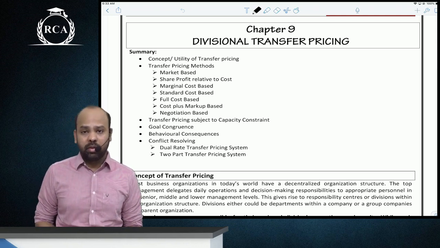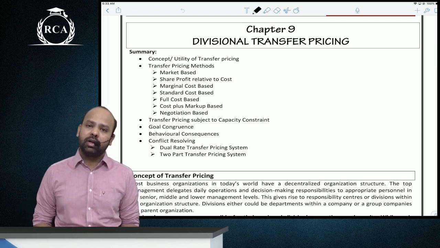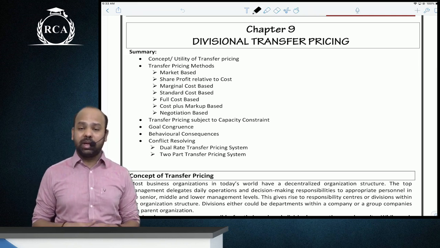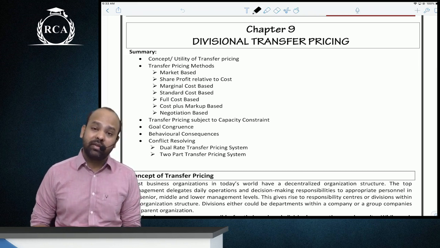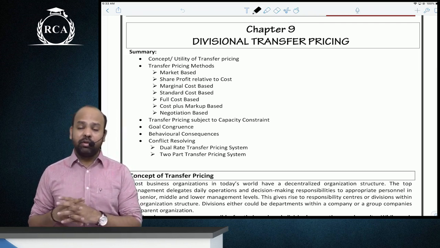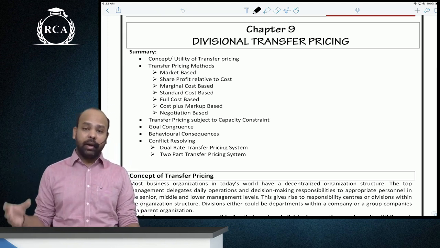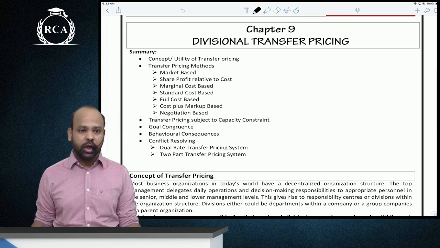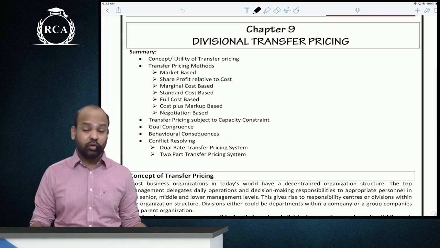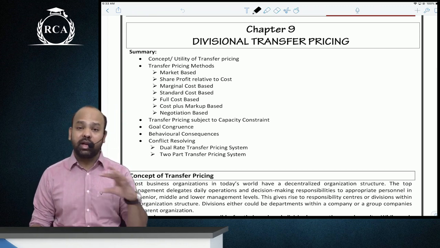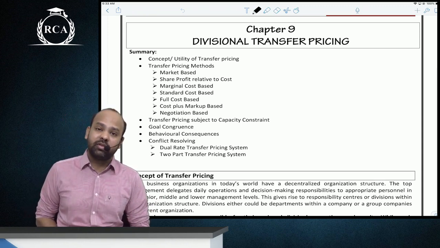Under a divisional form of organization, the divisions can be different departments within your company, or, for the purpose of this chapter, they can be different group companies as well. Say, consider an example of you having Deloitte USI in Hyderabad. Deloitte USI is the one that does the back end work for Deloitte US. So both of them are a part of the Deloitte group only, guys. So whatever transactions occur between them, that would be covered by this chapter.